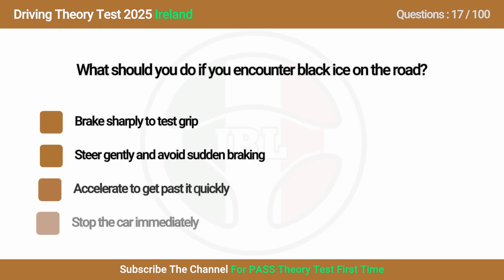Question 17. What should you do if you encounter black ice on the road? A. Brake sharply to test grip. B. Steer gently and avoid sudden braking. C. Accelerate to get past it quickly. D. Stop the car immediately.